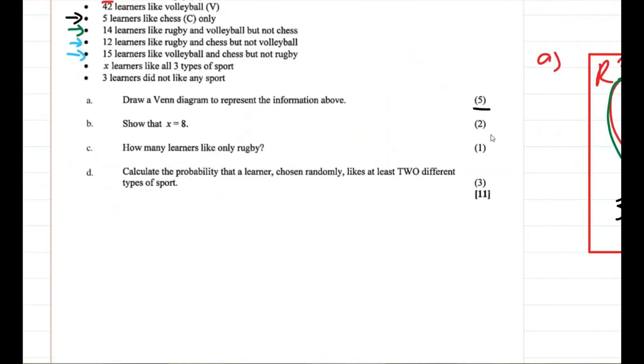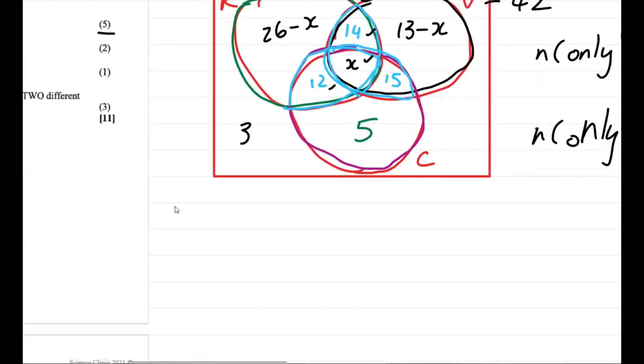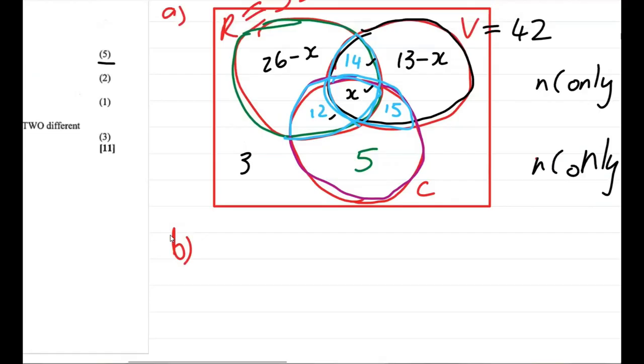You ready for the next one? Yes, sir. Now they say show that X is equal to 8. That means if you don't find that X is equal to 8, you don't know how they got 8. It doesn't mean you should stop with the question here. Or if you found that X is something else, don't go with that answer. They're basically saying that X is equal to 8, but you should show us how we got 8. So how do you think they got 8?